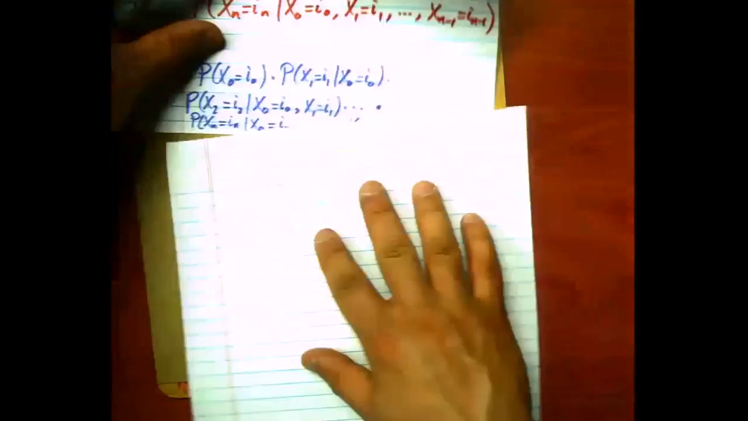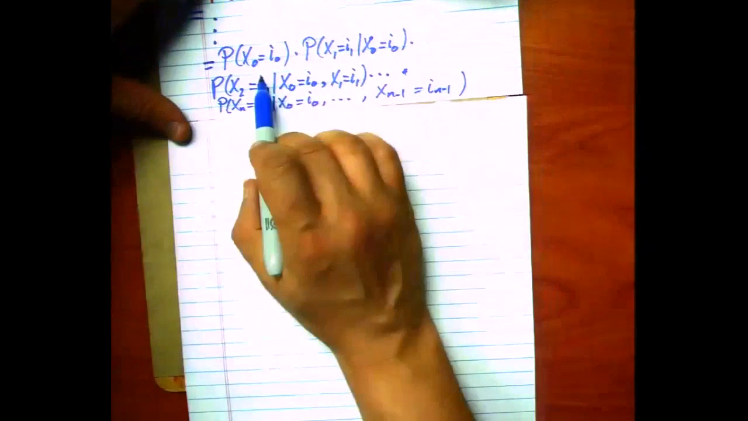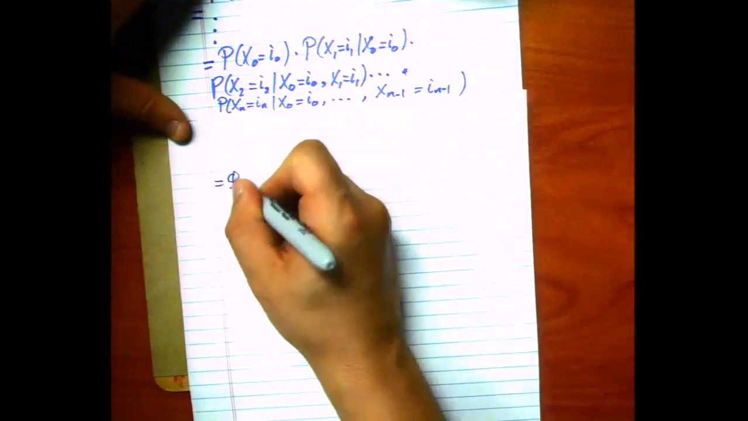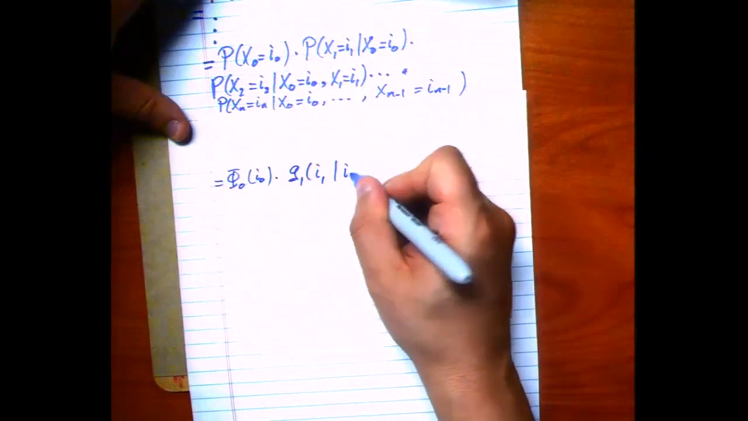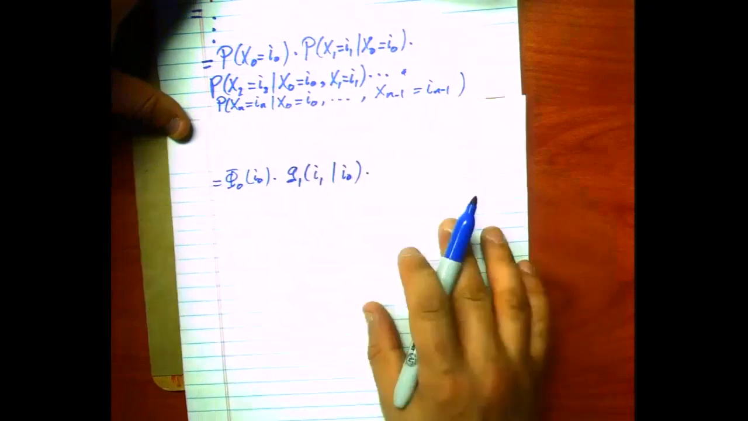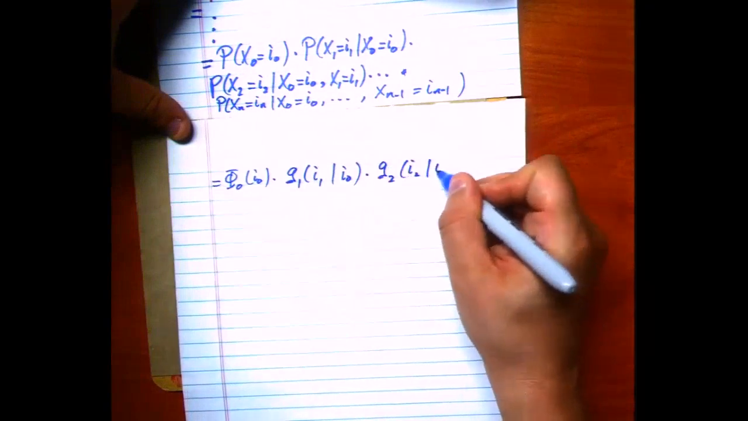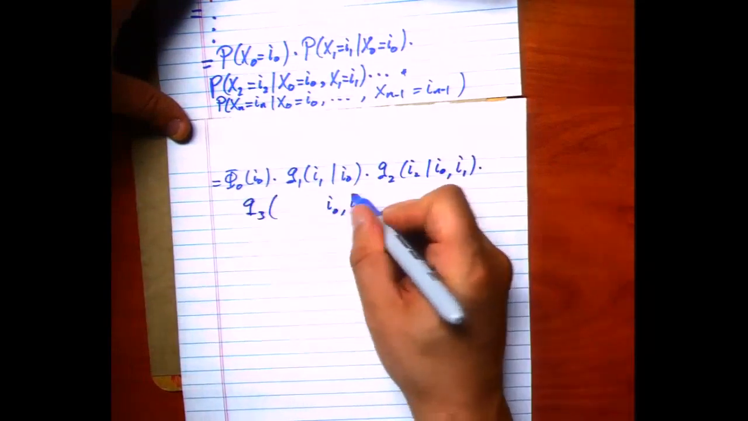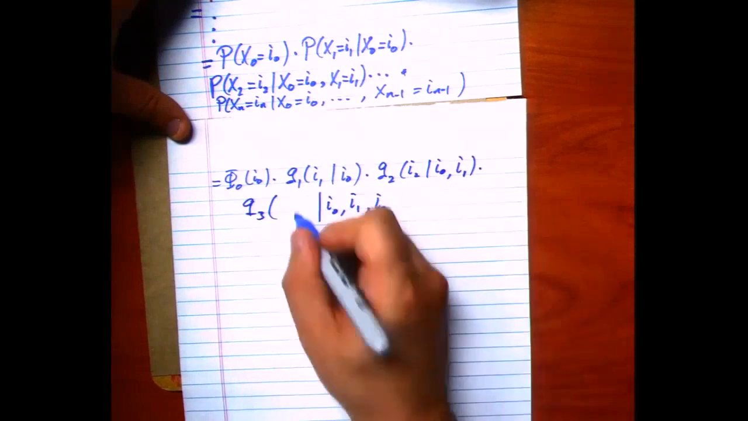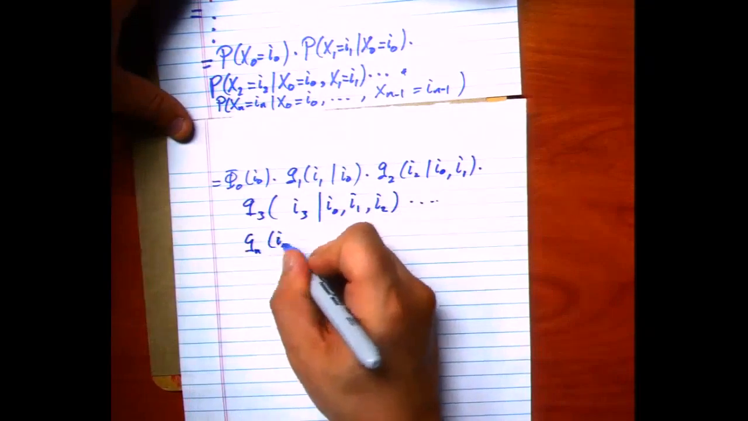We know now the first term here. The first one here is nothing but phi node, the initial distribution, phi node of I0, times the one-step transition probability from I0 to I1, times the two-step transition probability through I0, I1, which is Q2, I2, given that it went through I0 and I1, times Q3, that it was at I0, then I1, then I2, conditionally, is going to go to I3, and so on till the last one, which is Qn of In given the whole history.